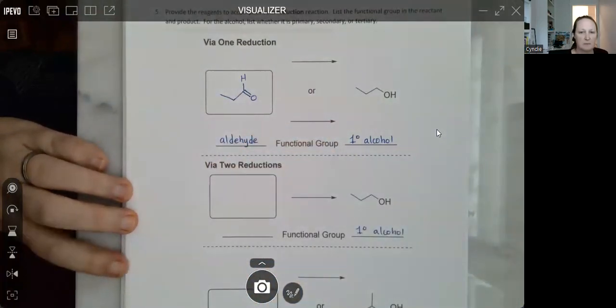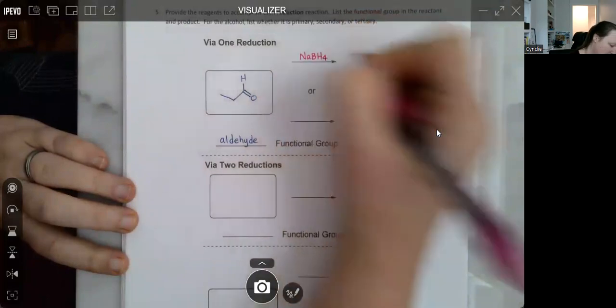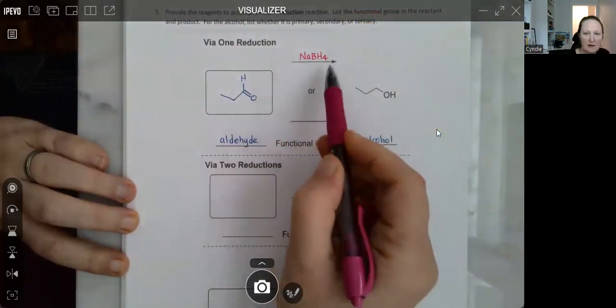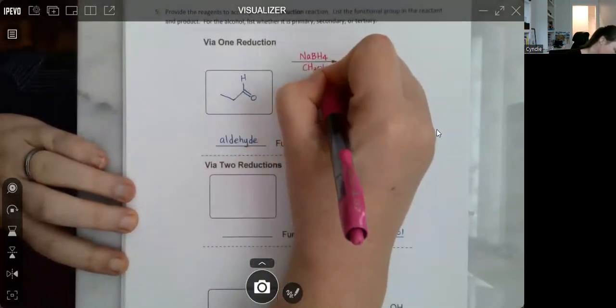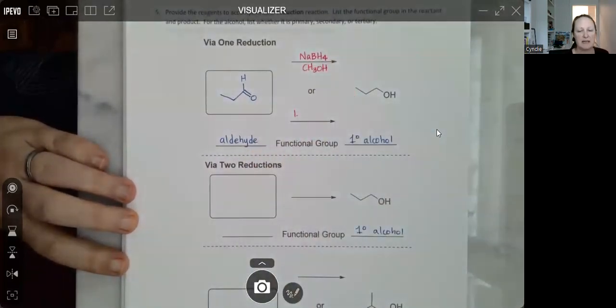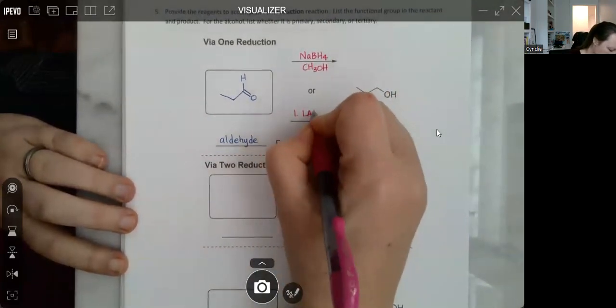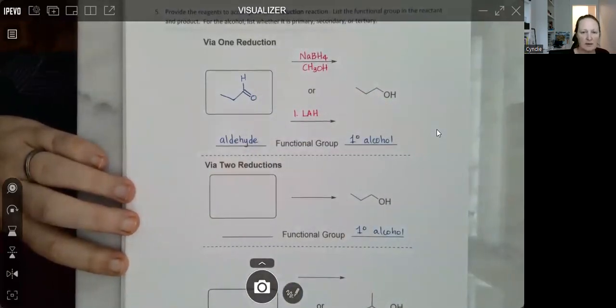And then to reduce an aldehyde to a primary alcohol, we can either use sodium borohydride, and then sometimes this will mention an alcohol with it, like water or methanol. And then we could also use the stronger reducing agent, lithium aluminum hydride. Oftentimes that's just abbreviated LAH, or sometimes it's written out LiAlH4. But either way, it's lithium aluminum hydride.